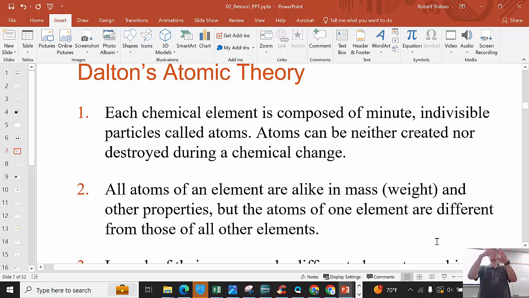Either chunks of it break apart, or if you get 2 atoms and smash them together, sometimes the nuclei can fuse together. So we could have fission reactions, where they break apart, or fusion reactions, where you fuse nuclei together.